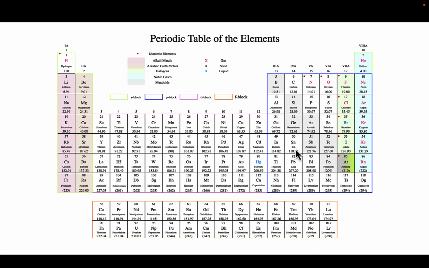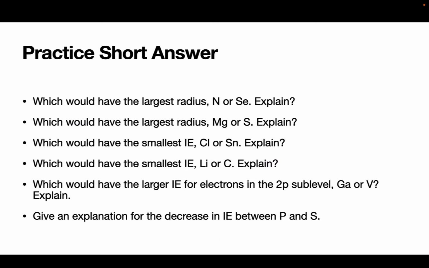For that reason, then we can say that the smallest ionization energy is going to be for the tin, because the tin is going to have electrons further away from the nucleus. That reduces the attraction in comparison to the chlorine. Tin also has more electrons between the core and the valence, causing more repulsion. But the primary reason why tin is going to have the smaller ionization energy is because the electrons are further away from the nucleus.